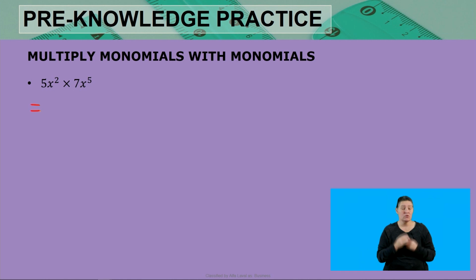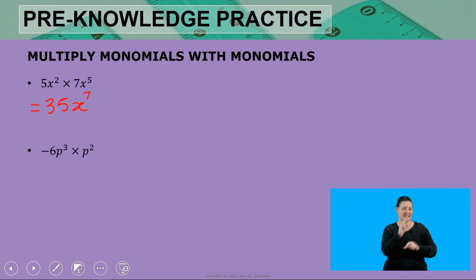Like I said, we are going to start by multiplying the integers. That is 5 multiplied by 7, and 5 multiplied by 7 is 35. Then we are going to look at the variables. If they have the same base and we are multiplying, we add the exponents. So we have x squared multiplied by x exponent 5. The base is definitely the same, so we are going to add those exponents. That is 2 plus 5, and that will give us 7. So our final answer there is going to be 35x exponent 7. Let's look at the next one.